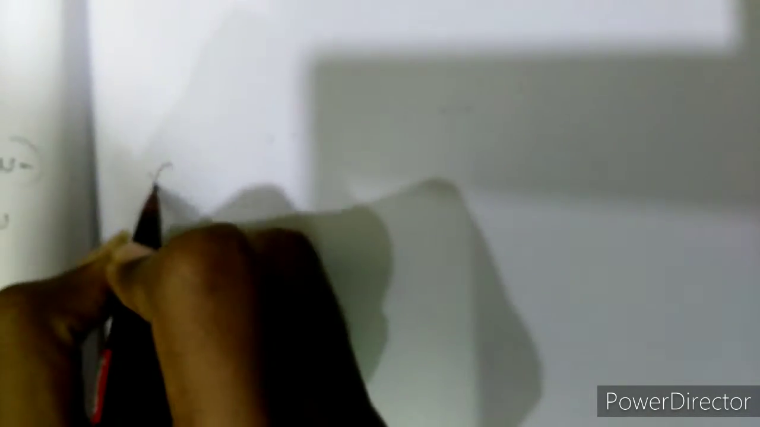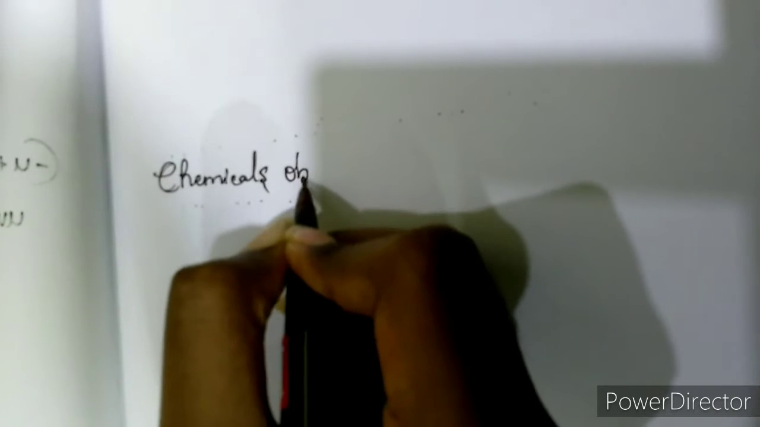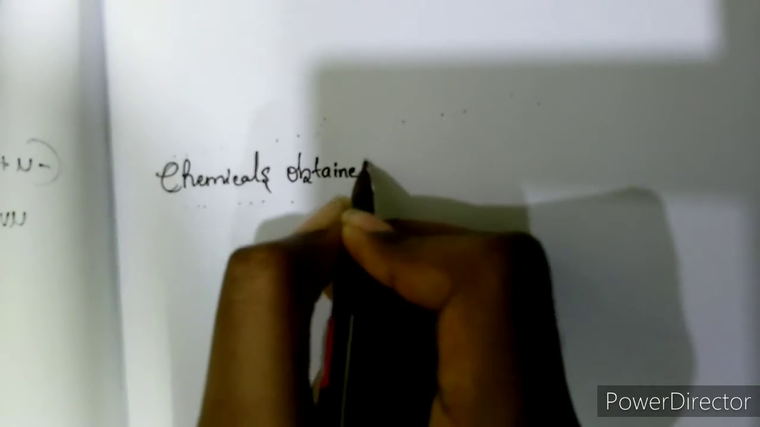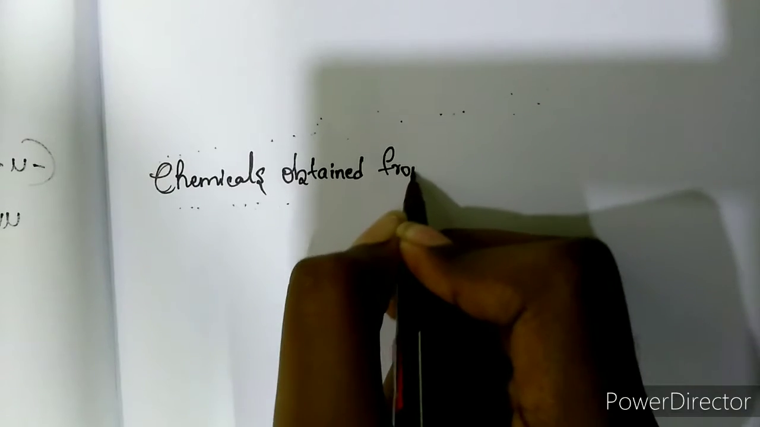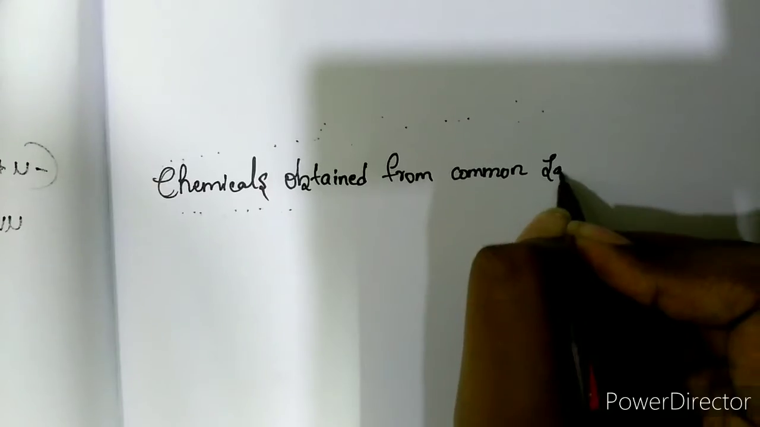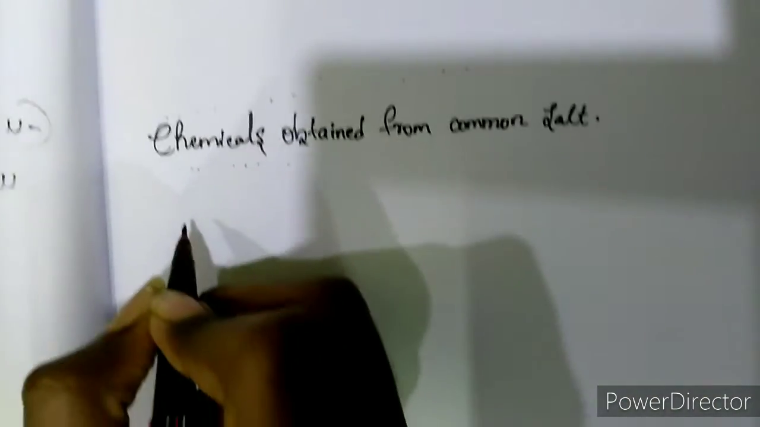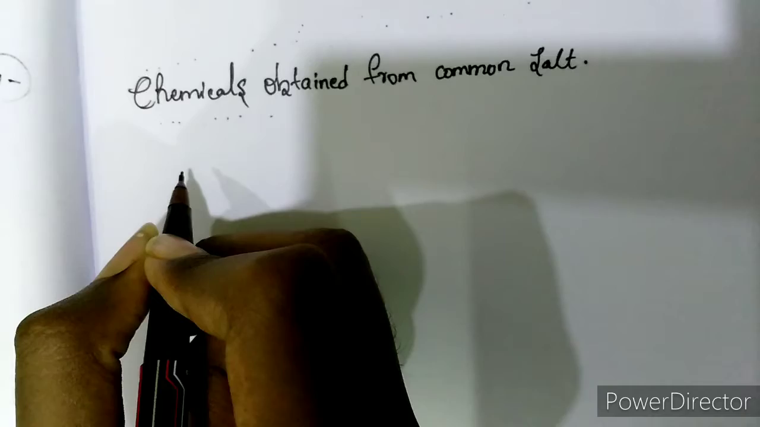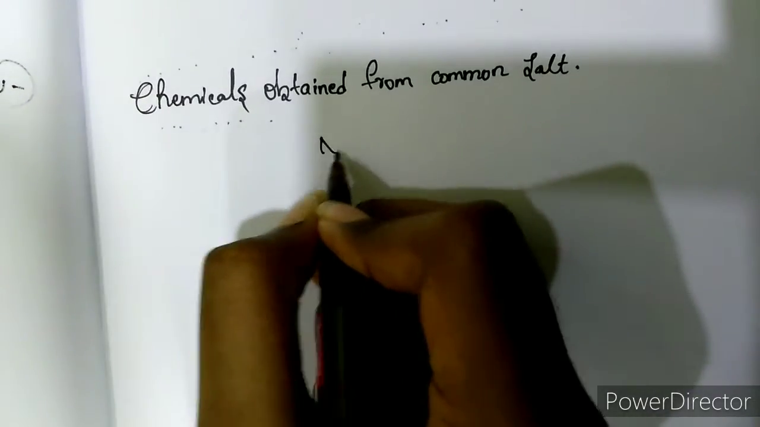Now in this video I wanted to explain about the topic related to chemistry, that is chemicals obtained from common salt. There are four chemicals that are obtained from the common salt, that is NaCl.